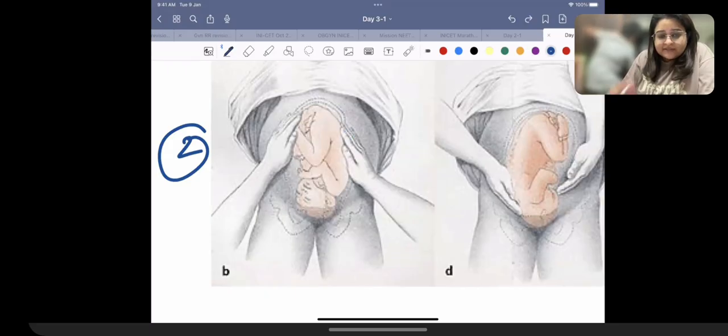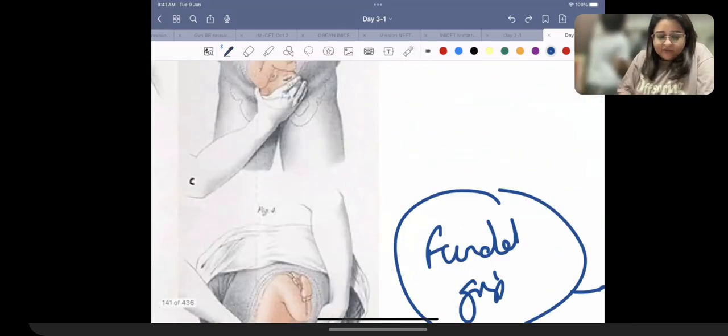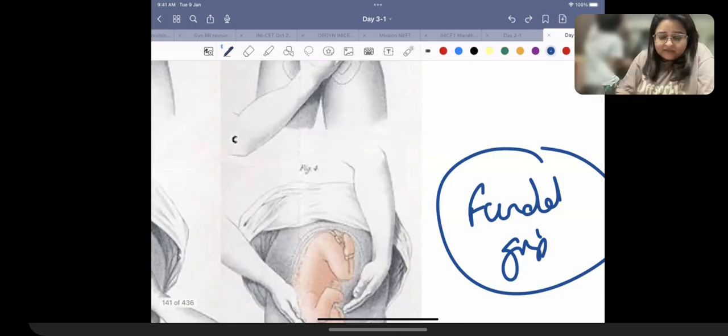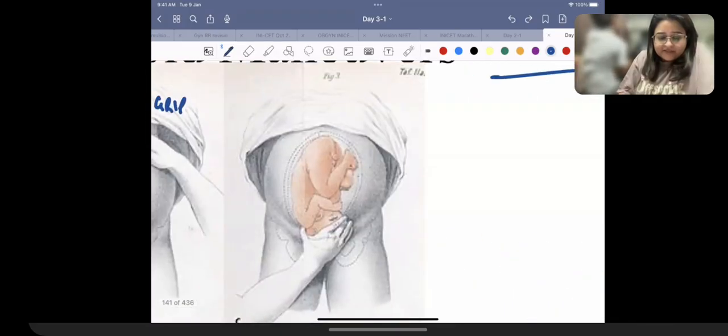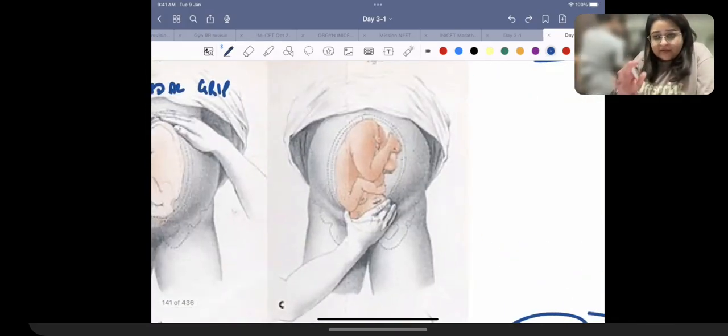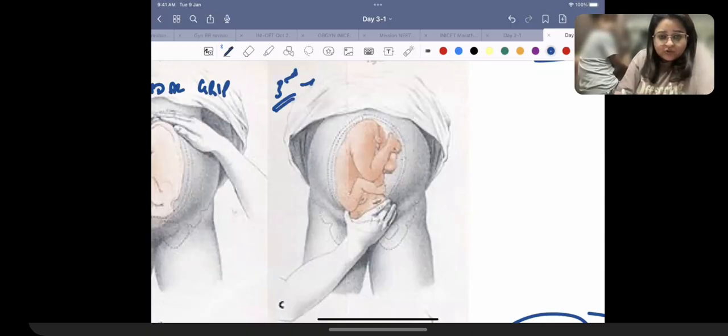How will we know this? The back will feel smooth and regular, and the limbs will feel irregular. So this is telling us which side is the back, which side is the limbs. Then you have the third and the fourth grips. Now these are also called the pelvic grips. So the third Leopold maneuver is also called the first pelvic grip. This is also called the Pawlik's grip.